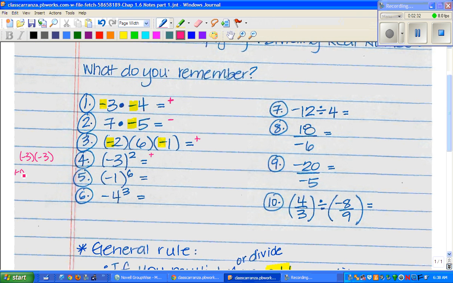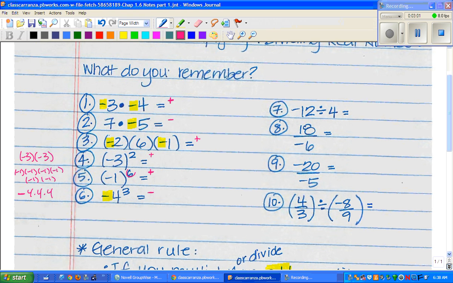5, I don't know if I have room to fit all of those. There we go. Remember, you have 6 of those, and that's going to make it positive. Now, 6 is just a little tricky. That's saying -4 times 4 times 4. So that answer is going to be negative.